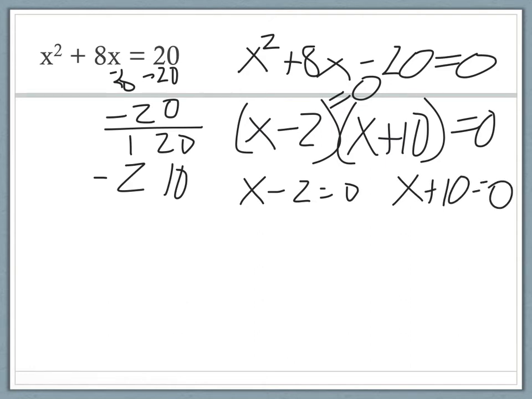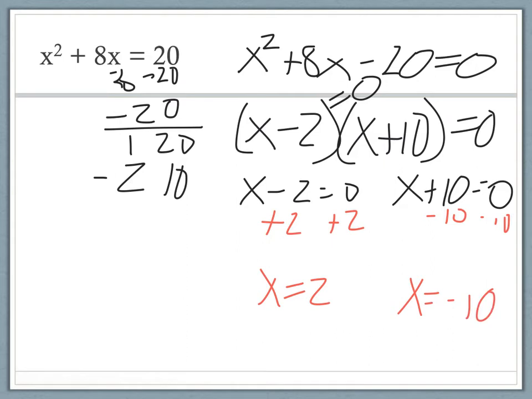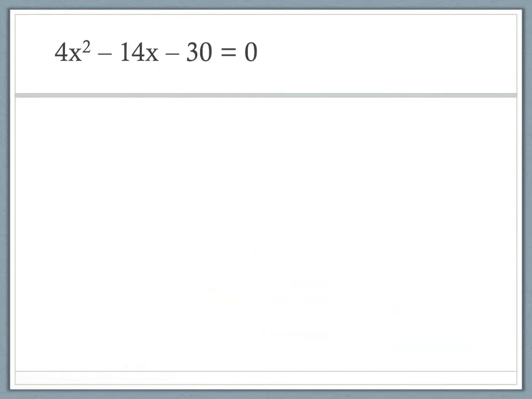Now, if I do the left one first, I add 2 to both sides. So x equals 2. Okay, on the other side, if I subtract 10, x equals negative 10. Okay, so now I have two solutions for this quadratic. And that's my answer.